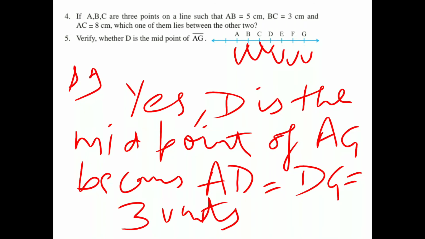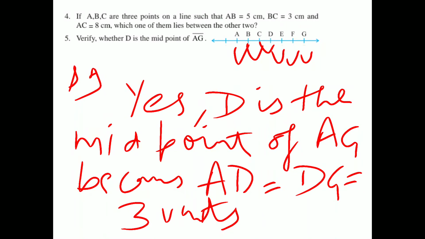Clear? Both are 3 units. Now we do question number 6. Question number 6 is: B is the midpoint of AC. Clear? They are saying B is the midpoint of AC. So we draw a line.